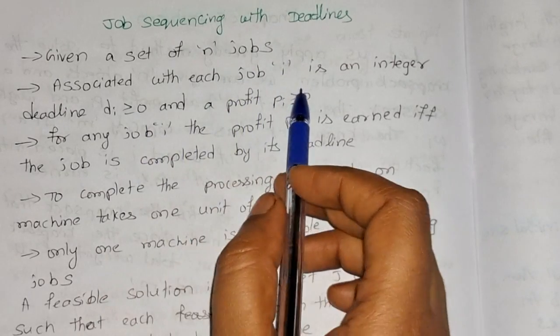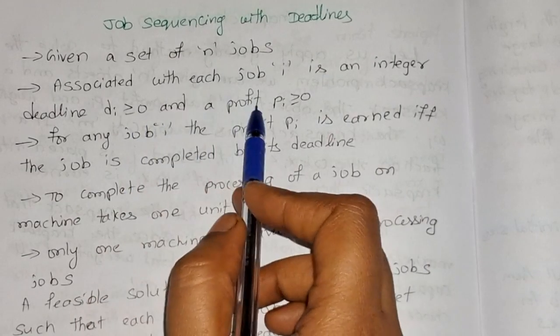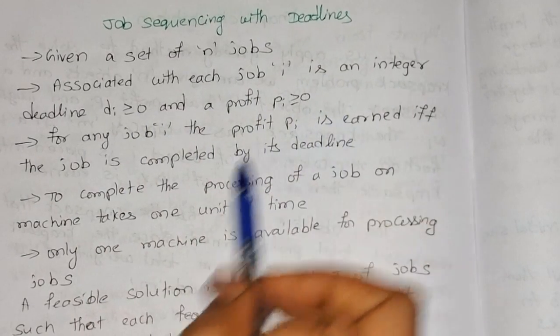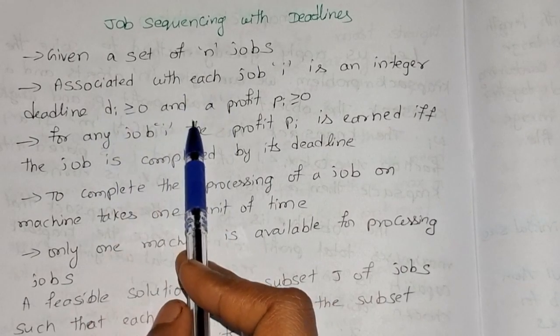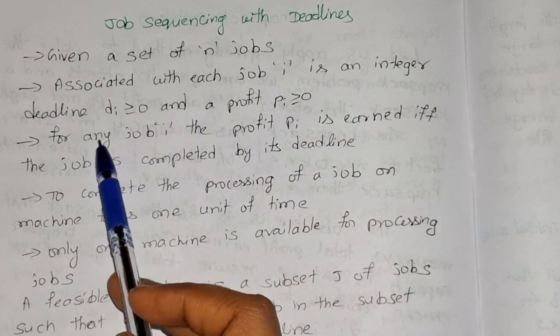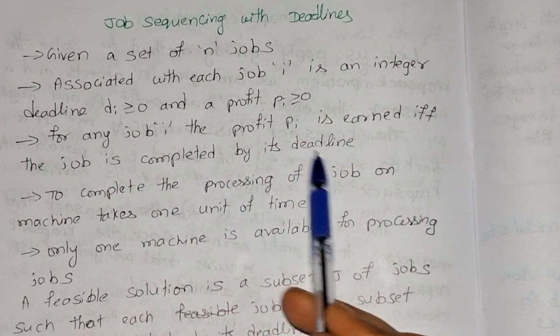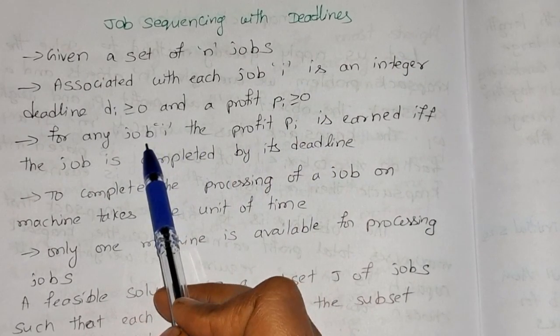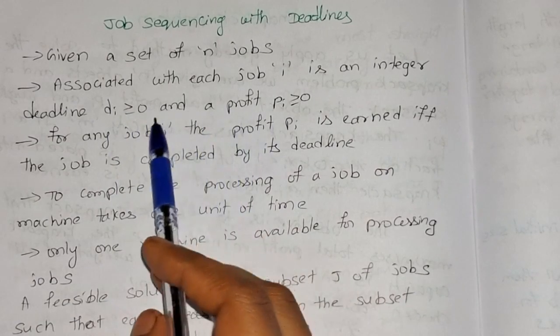Associated with each job i is an integer deadline di greater than or equal to 0 and a profit pi greater than or equal to 0. So for each job a deadline is given and a profit is also mentioned. For any job the profit pi is earned if the job is completed by its deadline. If the job is finished in the given deadline, then we will get the complete profit of that particular job.